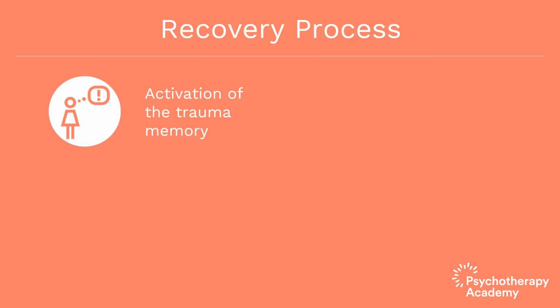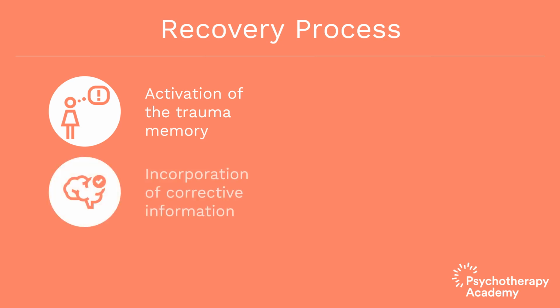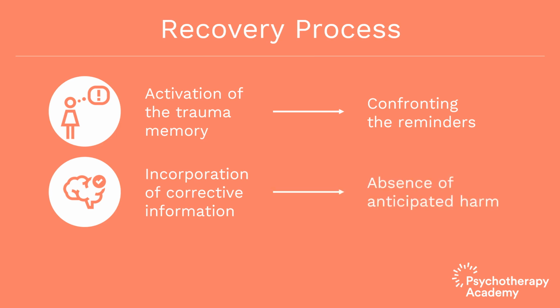Part of the recovery process includes the repeated activation of the trauma memory. We want to emotionally engage when we're going through the trauma memory. We want to incorporate corrective information about the world and the self. We're going to talk a lot more about this as we go through the specifics of the therapy. The activation and disconfirmation occur via confronting the trauma reminders, so thinking about it and contact with the trauma reminders. And the corrective information consists of the absence of the anticipated harm. They talk about it and nothing bad happens.